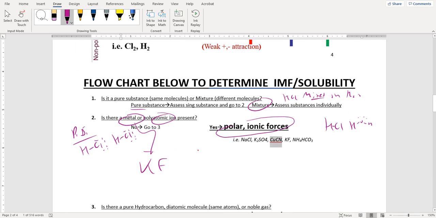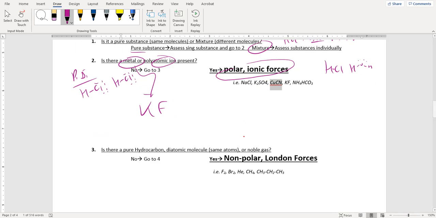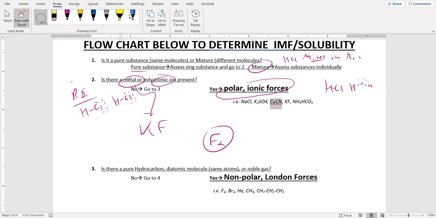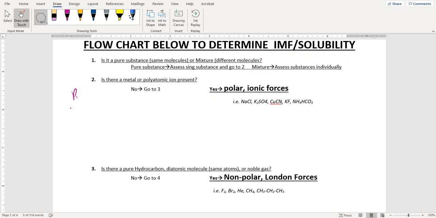Let's say that you have a molecule that looks like this, F2. Let me just go ahead and erase all of this.